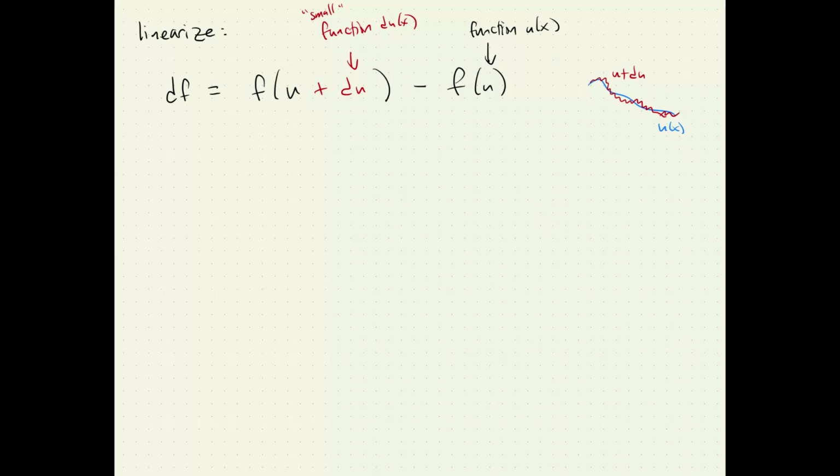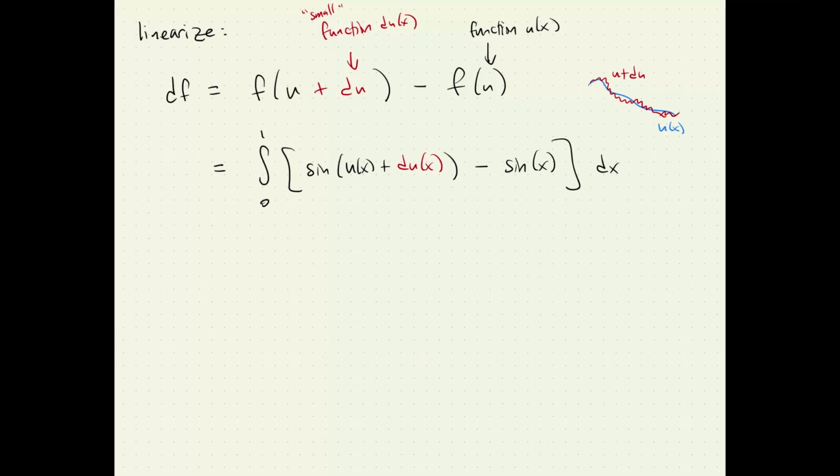Right? So you're going to change that function by a little bit anywhere you want. It has to be small, and then we can drop terms that go like du squared. Right? And so what is this? This is the integral from 0 to 1. I said f was sine of u of x dx. So this looks like the integral of sine of u of x plus du of x minus sine of u of x dx. Right, I'm just plugging that into my f. My f was the integral of sine u.